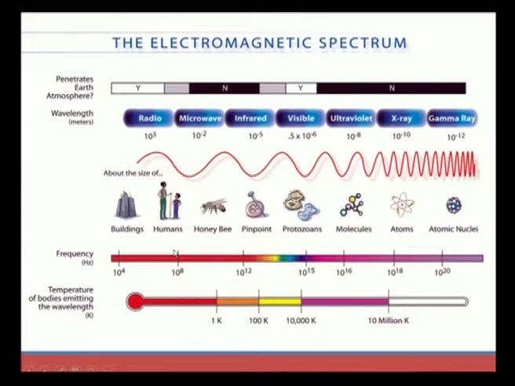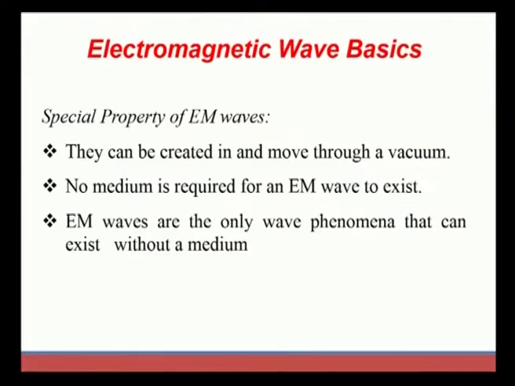So, these are the different electromagnetic spectrum having different waves, and always we consider the visible wave as what can be seen by the human eye. So, next we move on to electromagnetic wave properties.